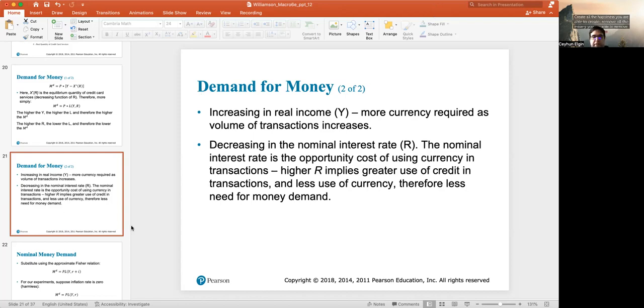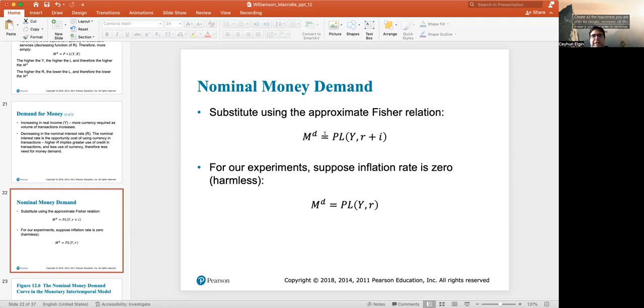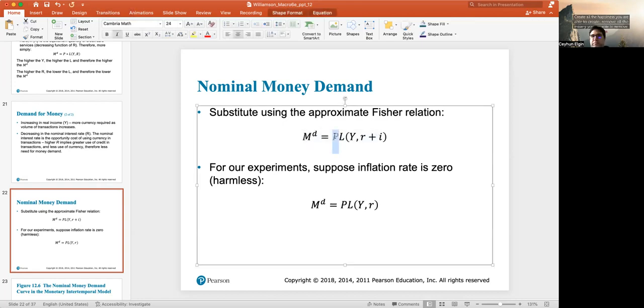Now, therefore, the nominal money demand function will be denoted like this. MD is equal to P, the price level, times L. L is the name of the function. It comes from the word liquidity. L of (Y, R plus pi). It's a comma because it's a function of two things. L is a function of Y. The higher the Y, the higher the L, therefore the higher the money demand.